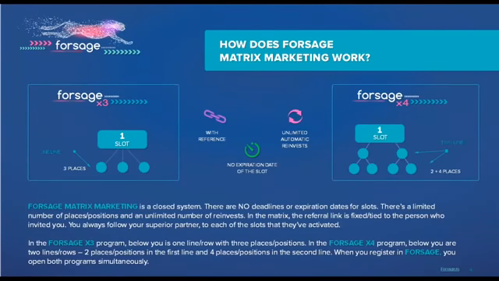So in Forsage X3, there's one row and 3 positions in that row. And on X4, there are 2 rows, with 2 positions on the first line and 4 positions on the second line. When you register in Forsage, you are entering simultaneously, so this is how we all come in and activate when we start the program at the same time. So of course, it isn't just one program. You're effectively going into two programs at the same time.